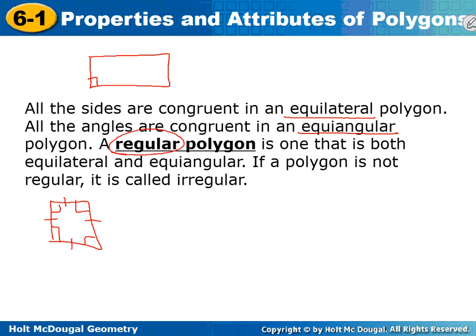Equiangular. And if it's equiangular, it's always equilateral. But that's not true for the quadrilateral. You can have a quadrilateral that's just equiangular or just equilateral. But for the triangle, it's always going to be both. If it's not regular, we're going to call it irregular with 2 R's. Irregular.